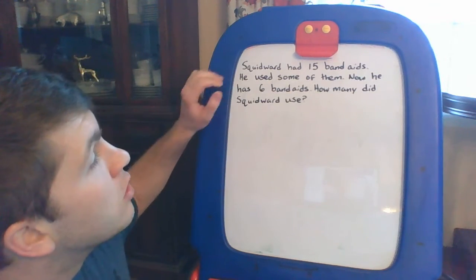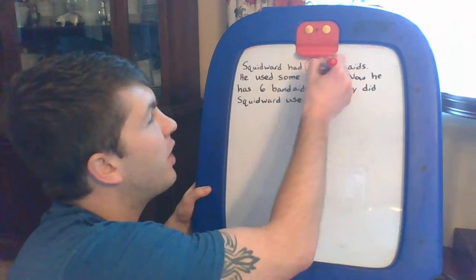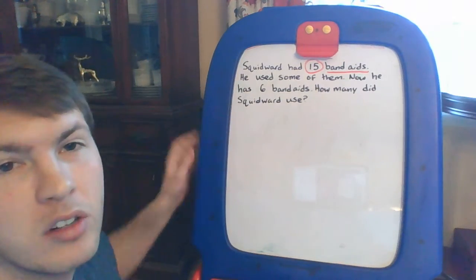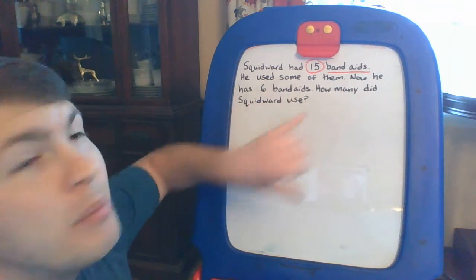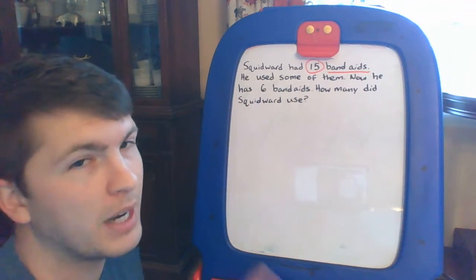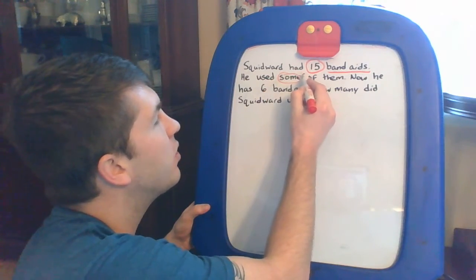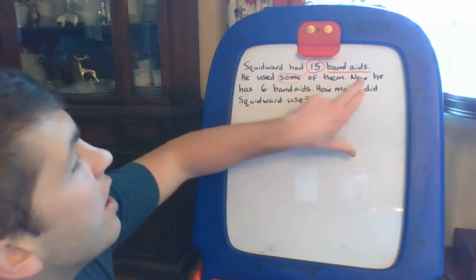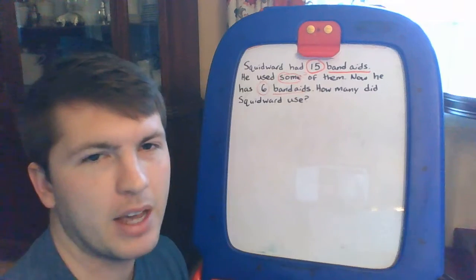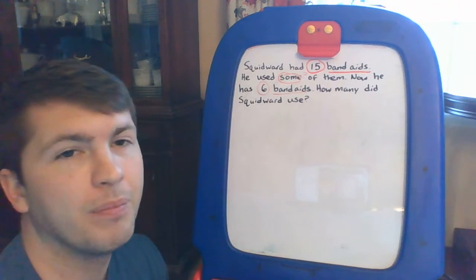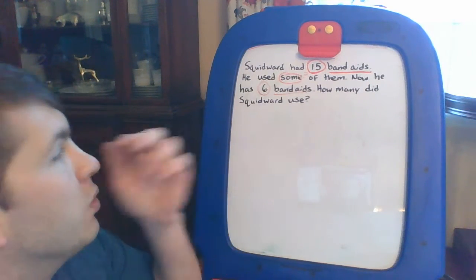Okay. So we know that Squidward started. And when he started, he had 15 band-aids. I pulled that right from the problem. You always want to circle it and underline what you know. I know he had 15 band-aids. Then he used some of them. I don't know how many he used, but I know he did use some. So this is what I'm wondering. I'm going to put a little question mark there. Now he has 6 band-aids. So he had 15 band-aids. He used some of them, and now he has 6 band-aids. So we want to know, how many did Squidward use?